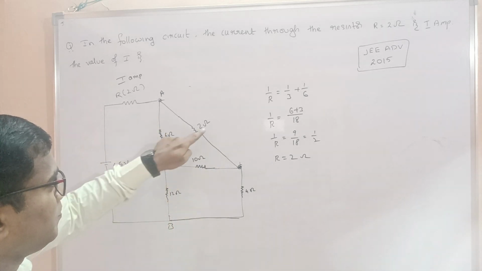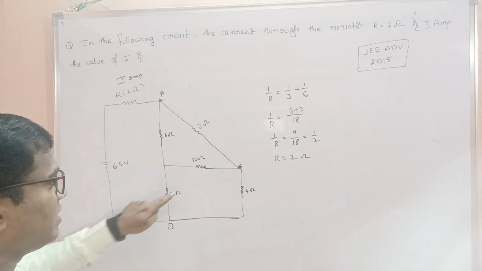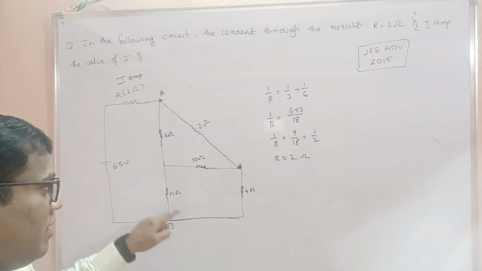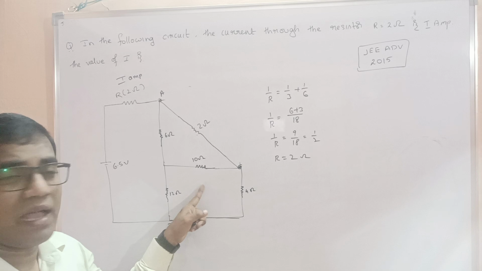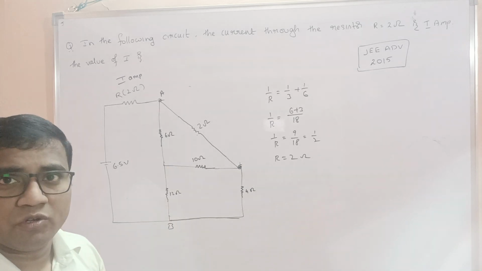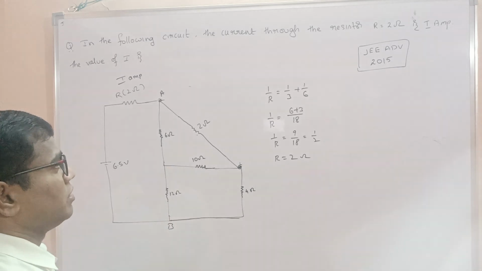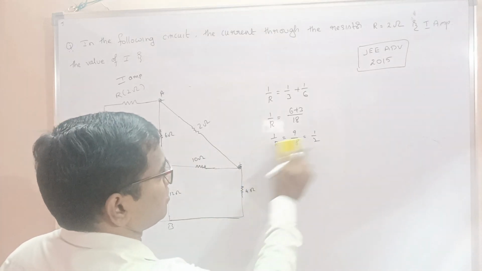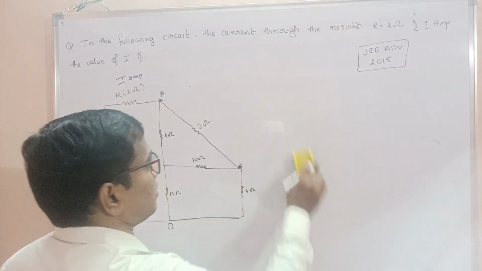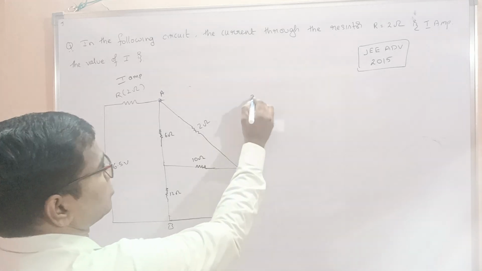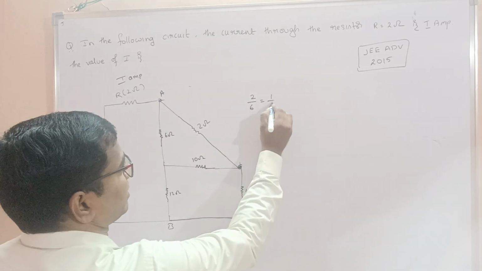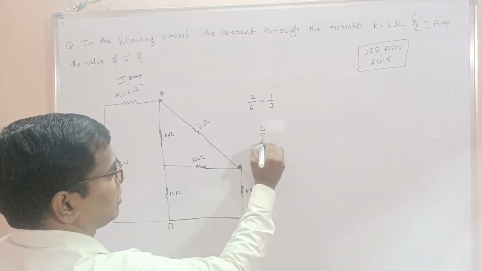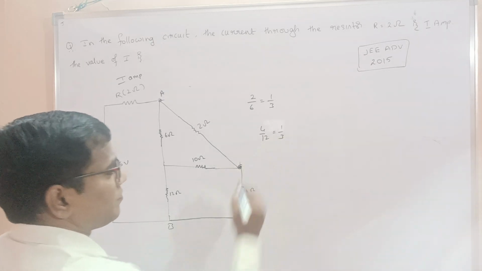How is it? P by Q and R by S and galvanometer. P, Q, R, S and galvanometer resistance. Again, I will check whether P by Q is equal to R by S or not. So P by Q means 2 by 6, which is equal to 1 by 3. R by S is nothing but 4 by 12, and 4 by 12 is equal to 1 by 3.